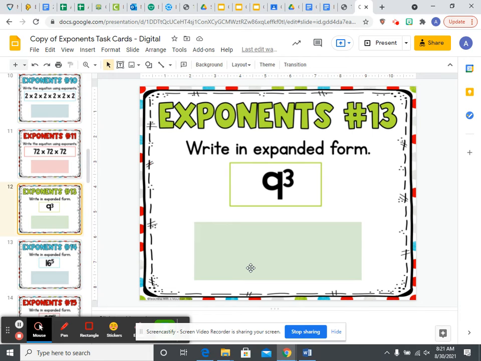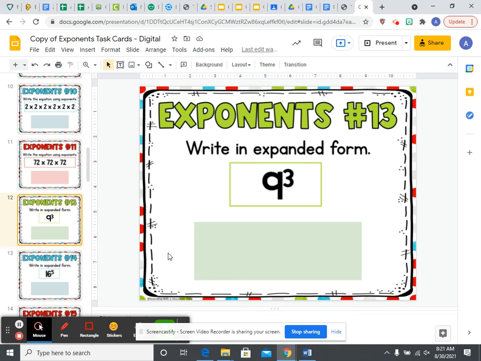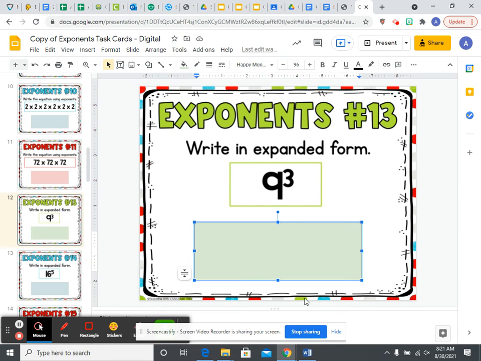Do y'all remember what expanded form is? Which way is our expanded form? 2 times 2 times 2 times. Yeah. So this is called our expanded form. So if I did 9 to the third power in expanded form, how would I do that? Yeah, you're multiplying 9 out 3 times.